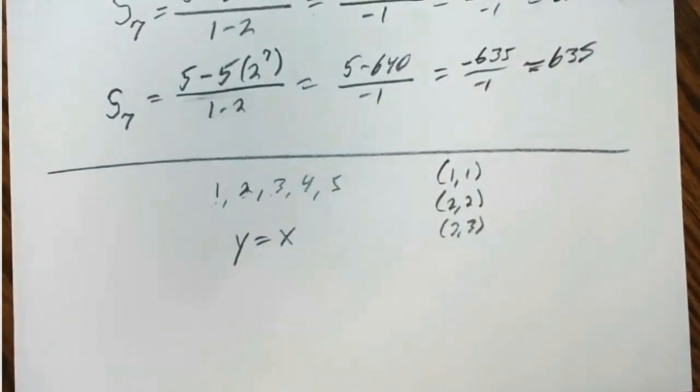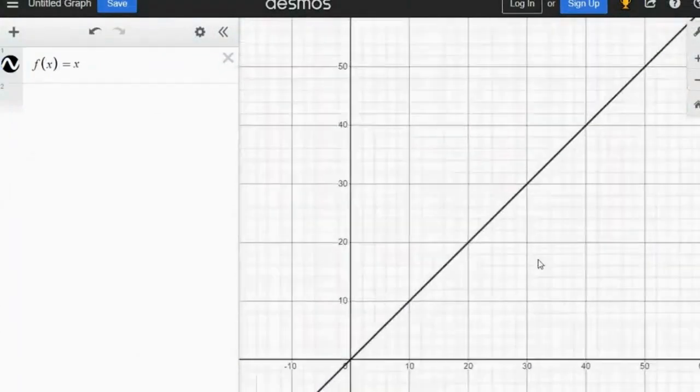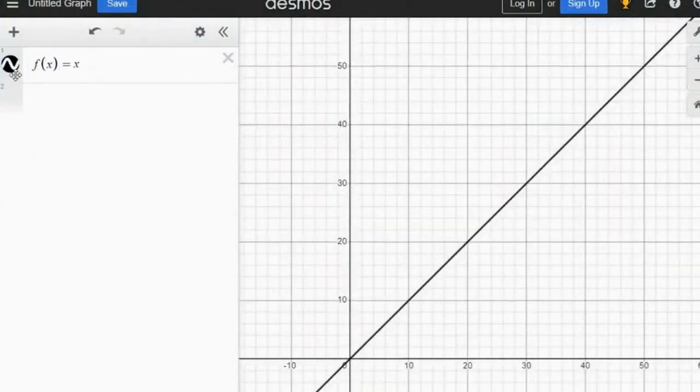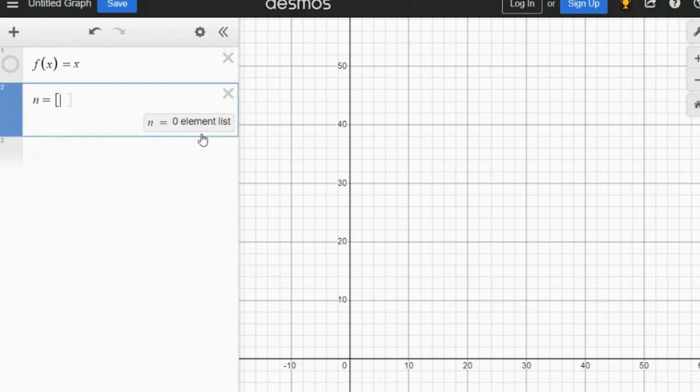And I want to graph that on Desmos as a sequence, not the line. If I say f of x equals x, that would be the continuous graph. But I'm going to turn that off. I don't want that. Now I'm going to say n equals, and I put this bracket. So now it says, oh, you're making a list. I say, okay. And it goes from 1, comma, dot, dot, dot, all the way to capital N.